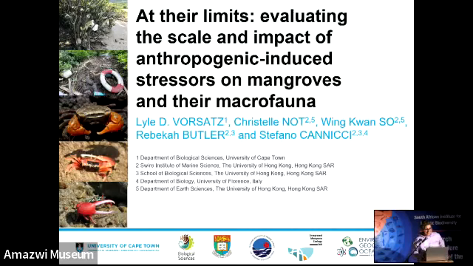Dr. Lyle Forsett is currently a marine biology lecturer at the Department of Biological Sciences at UCT. He finished his PhD at Rhodes University while he was based at SAIAB, where he investigated the impact of mangrove microhabitats on the larval ecology of decapod crustaceans and fish, as well as explored some aspects of their ecophysiology. Following this, he pursued postdoctoral studies at the University of Hong Kong.